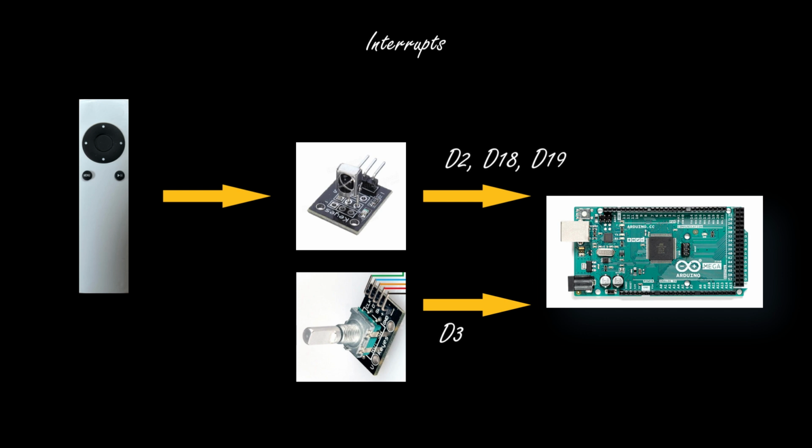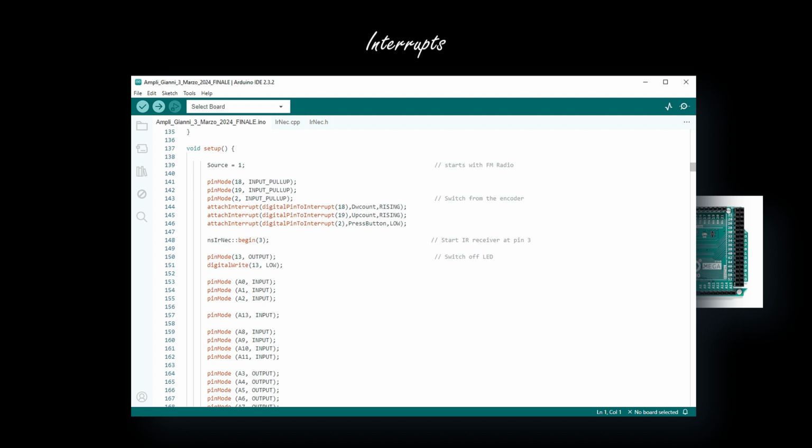This is very useful, and I have implemented interrupts for taking care of the remote control and the rotary encoder inputs. Any signal coming to Arduino from the remote control or the rotary encoder must be treated as quickly as possible, in fact. So this is the part of the deployed code. You can see I have configured 4 digital pins as input and as source of interrupt.